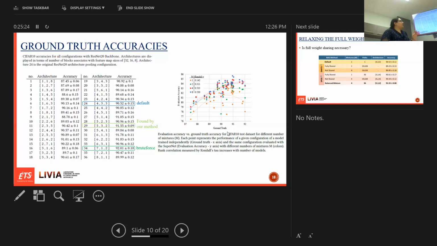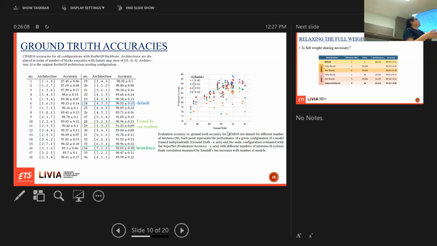If we look at the correlation, here we have the ground truth, which is the values here, and on the y-axis we have the evaluation accuracy. At the end of the search, when we do the evaluation on the whole validation set, we get the accuracy here, and this is the ground truth on the test set. When we have just one model, which is the single-path one-shot, we see that the correlation is low. We also have this measure of rank correlation, which is Kendall-Tau.